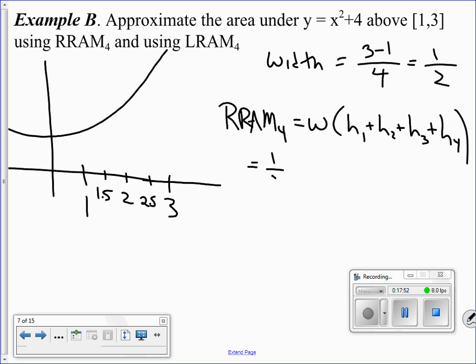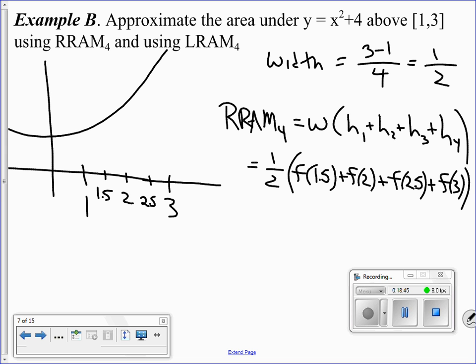So the width is 1/2. For the height of the first rectangle, with a right-hand Riemann sum, the x's go from 1 to 1.5. Whose y coordinate do we want? The 1.5. For the first rectangle, it's f of 1.5. The second rectangle, the x's go from 1.5 to 2, so f of 2. The next one, f of 2.5. And then the last rectangle, the height will be f of 3. So which x did we not use? I said we're going to have 5 endpoints for 4 subintervals. The one we never used is 1, f of 1.